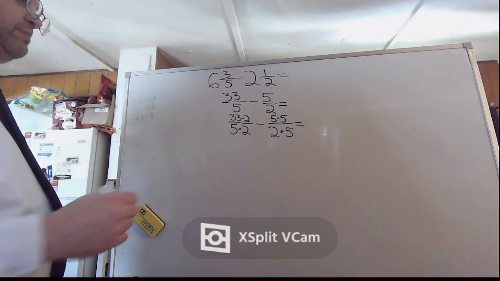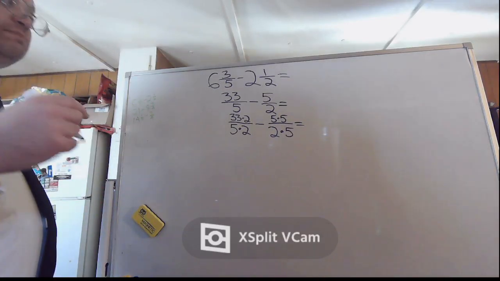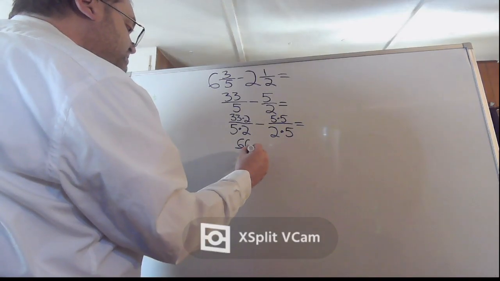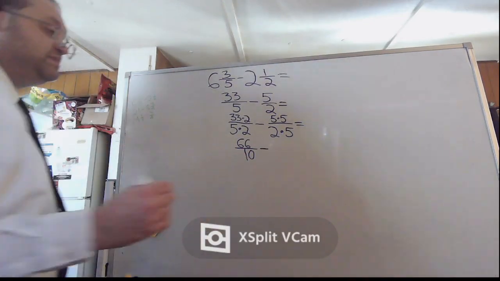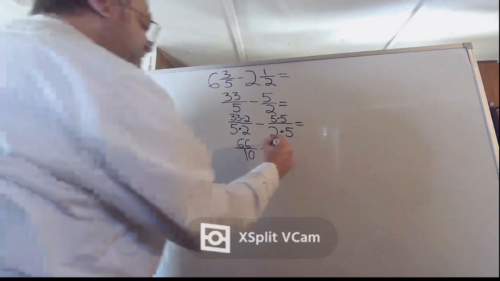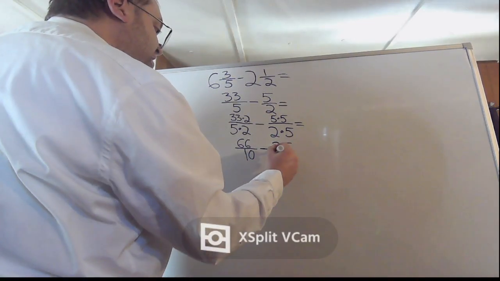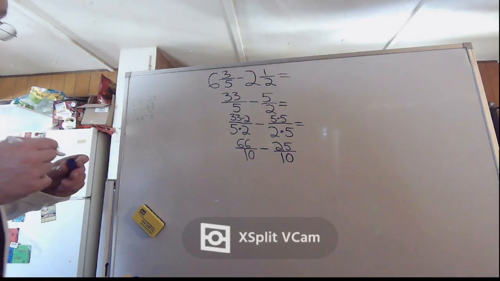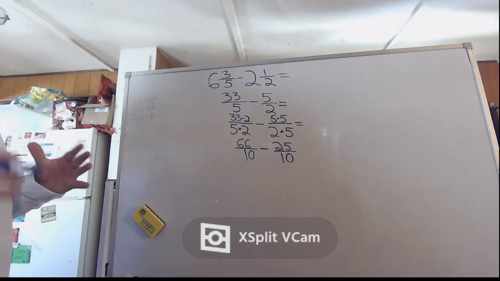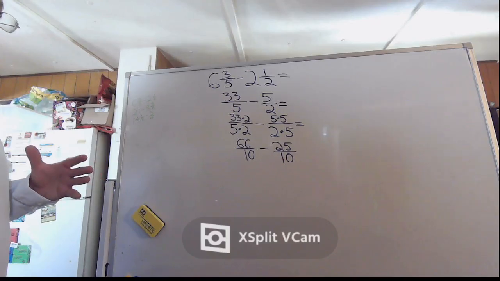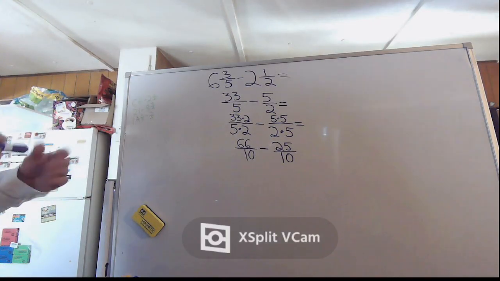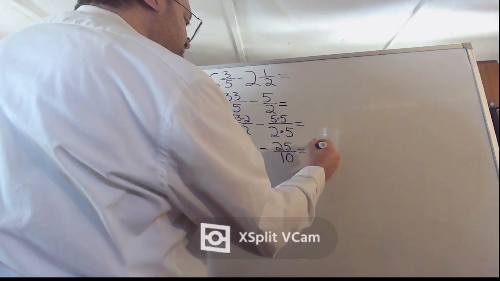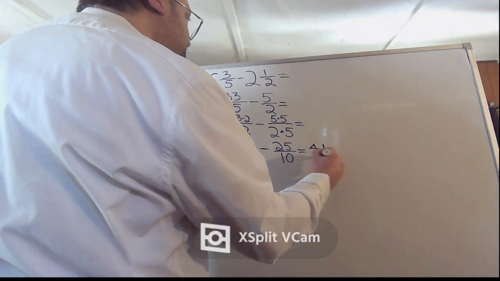So now we work through our multiplication. 33 times 2 is 66. 5 times 2 is 10. So you have 66 tenths minus 5 times 5 is 25. Then 2 times 5 is 10. So you'll have 66 tenths minus 25 tenths. We can now do the subtraction since we have the same denominator. So 66 minus 25 is 41. You will have 41 tenths.